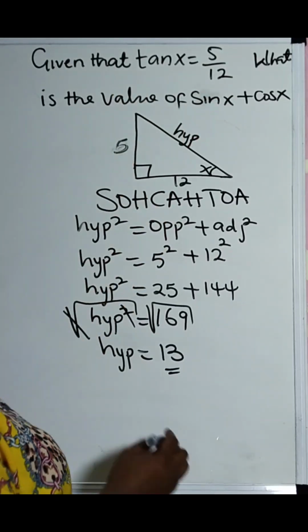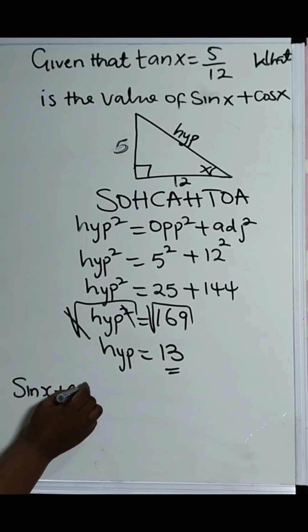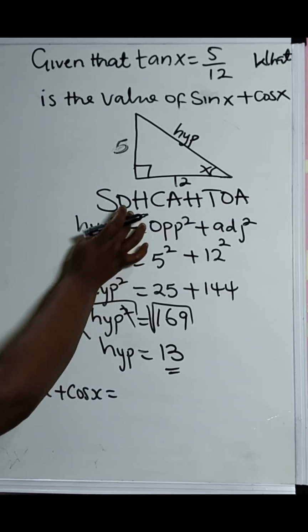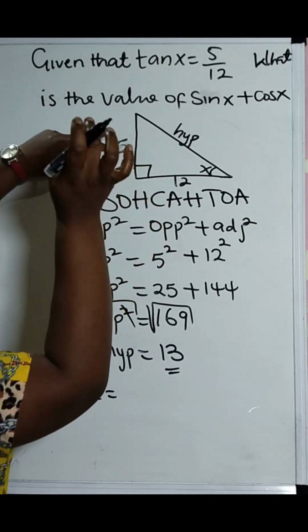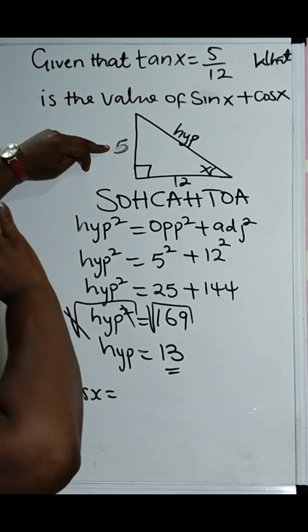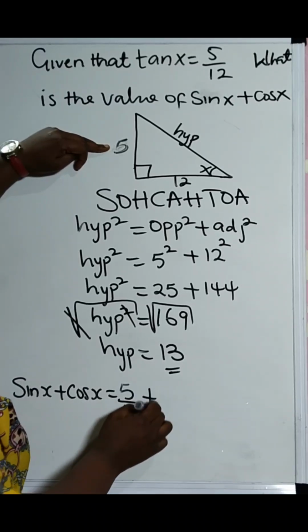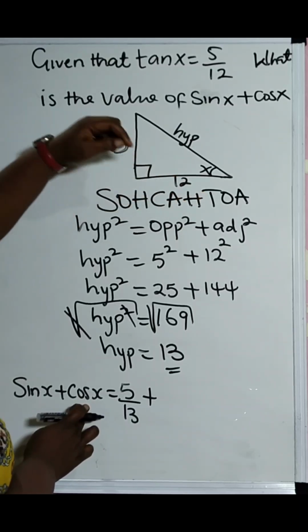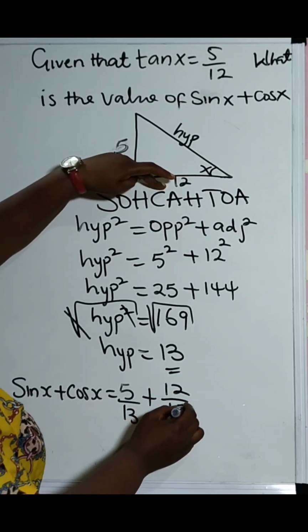Now let's go. Sin x plus cos x is equal to sin x, remember, is opposite over hypotenuse. 5 is our opposite and 13 is our hypotenuse. So we have 5 over 13, plus cos x is adjacent over hypotenuse. 12 is our adjacent and our hypotenuse is 13.